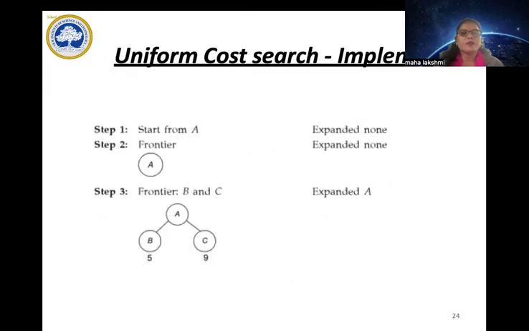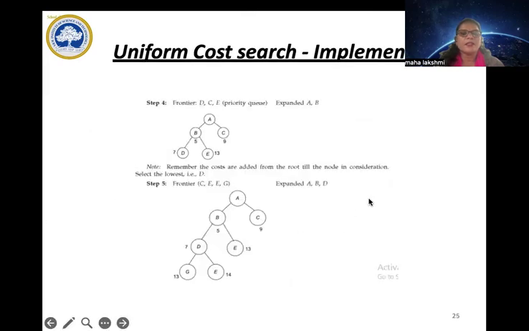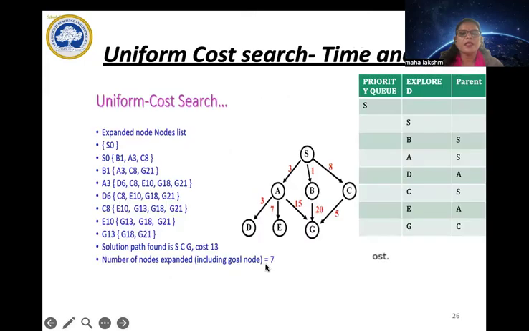We see the working of uniform cost search. Start from A and expand, nothing has been expanded and the frontier will be A. Now expand your A and then the frontiers are B and C. Expanded is A. Then frontiers now D, C, E. As per the priority queue, expanded now is A and B. Here, if you see the frontiers for your next stages are C, E, E, and G. Now the expanded nodes are A, B, D. Now the D should be expanded with G and E.